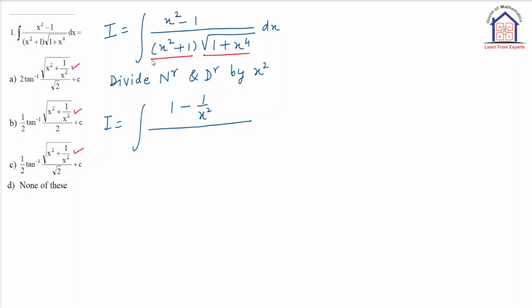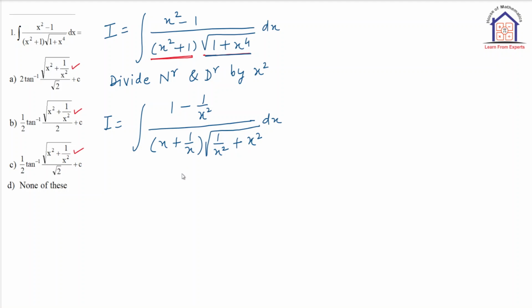If I divide x square plus 1 by x, I will get x plus 1 by x, and if I divide this root of 1 plus x to the power 4 by x square, I will get square root of 1 by x square plus x square. So after dividing numerator and denominator by x square, the denominator becomes x plus 1 by x into square root of 1 by x square plus x square dx.